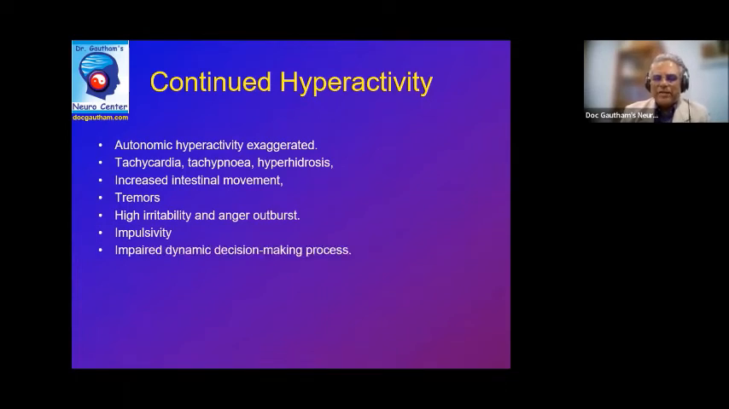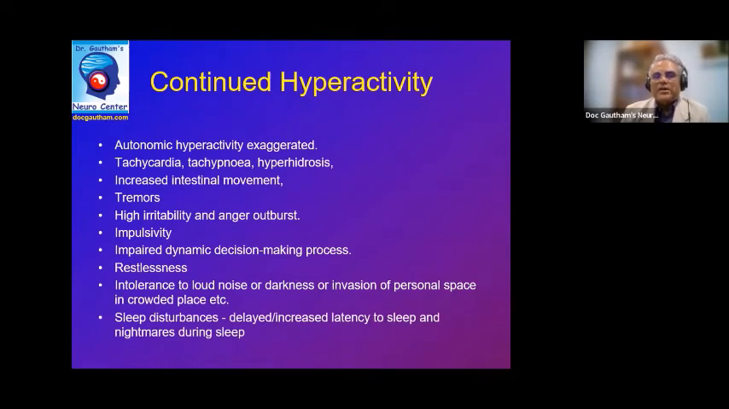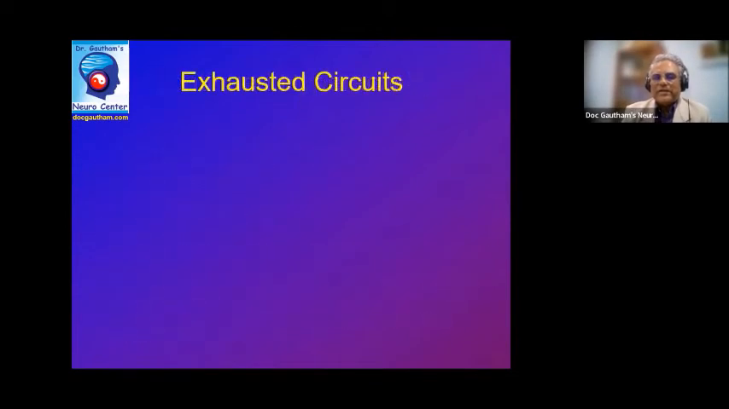There is impairment of a dynamic decision-making process. There is restlessness, and there is intolerance to noise, darkness, or invasion of personal space. So we resent it when people disturb us during this time, and there are also sleep disturbances. So this is what happens when the brain is under continued stress, and there are faulty genes and faulty circuits which prevent the brain from being brought back to normal by homeostasis.